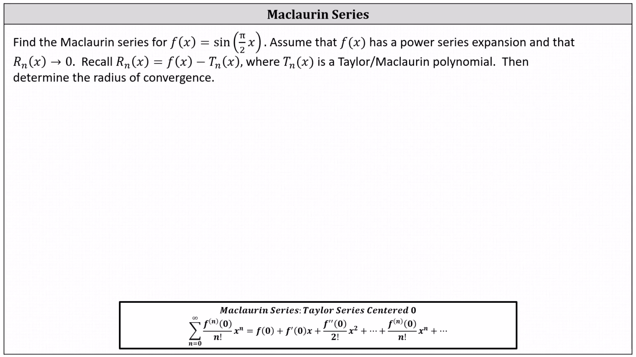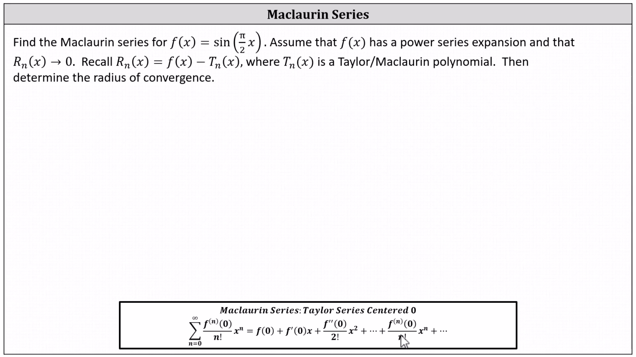The formula for the Maclaurin series is shown below, which is the same as the Taylor series, centered at 0. To determine the Maclaurin series, we'll find the first several terms of the Maclaurin polynomial using the right side of the equation, and then hopefully recognize the pattern that we can use to write the formula for the Maclaurin series.